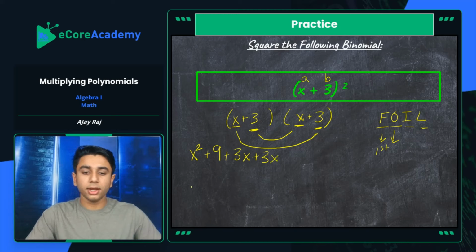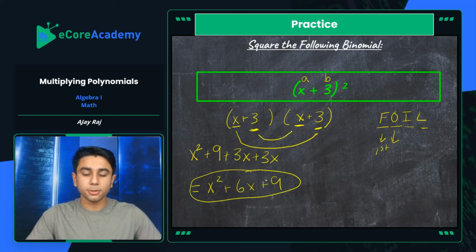Now if we simplify that out, we're going to be left with x squared, and remember, writing in proper polynomial notation, plus 6x plus 9. This is going to be our final answer, expanded out. Now, what is a common way to write this?